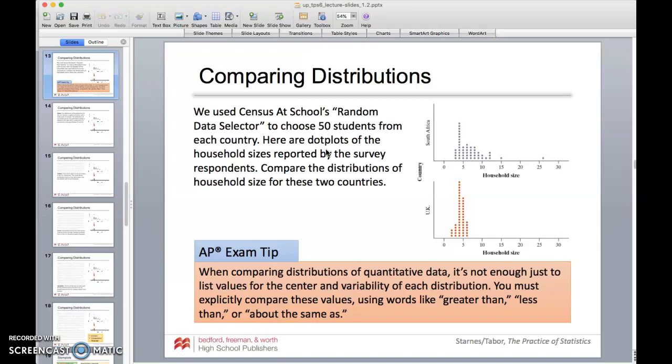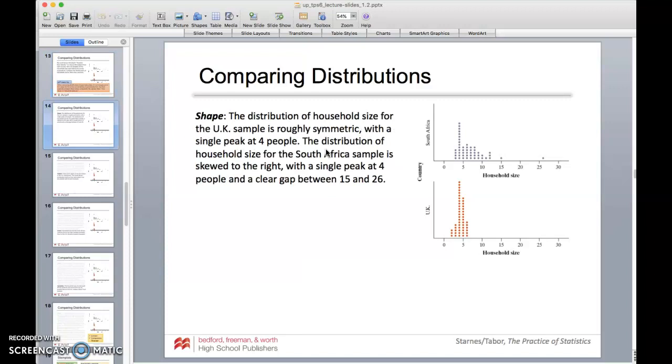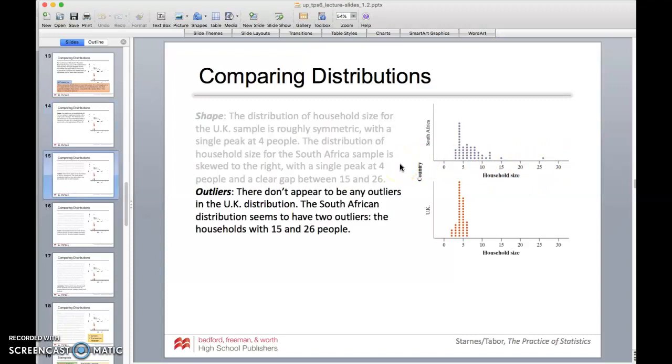All right, so let's take a look at this. Let's see how we would do this here. Let's use that language again. As we look at the shape, we're comparing these. Now again, as we look at the UK there, yeah, it's roughly symmetric, with a single peak right at about 4. Now South Africa, yeah, looks a little skewed to the right, as the bulk of the data tails off here. I would definitely say that with a single peak again here. They have a peak at 4 as well. And there's a clear gap between 15 and 26. Got a big gap in between there. Well, rightly so. I don't know too many households that have 26. Ay caramba. Mine's not even close to that, and that's big enough.